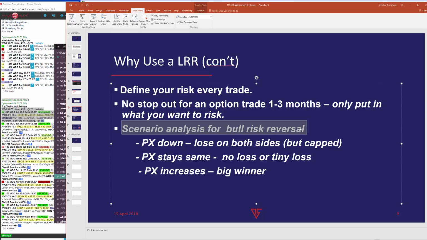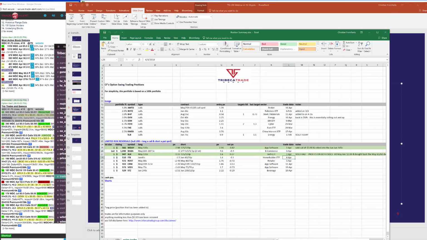So the price goes down. Yeah, you'll lose the premium that you collected from the put spread. You'll lose the premium that you paid for the call, but you're capped to the downside. So for every one of these, the major point is, what am I risking? I'm risking $510.